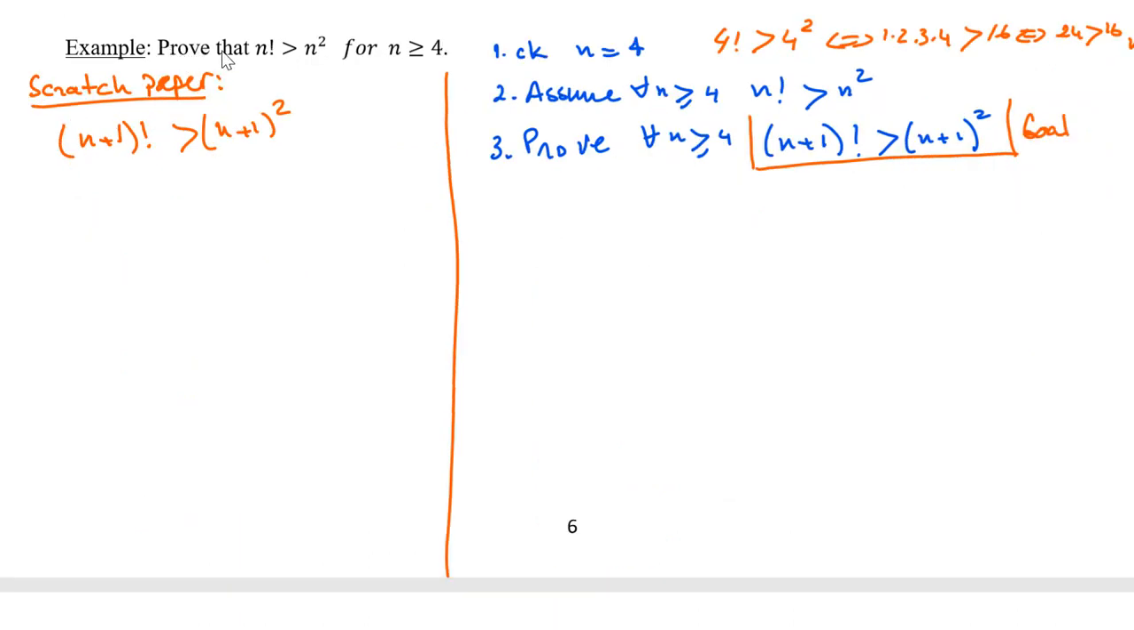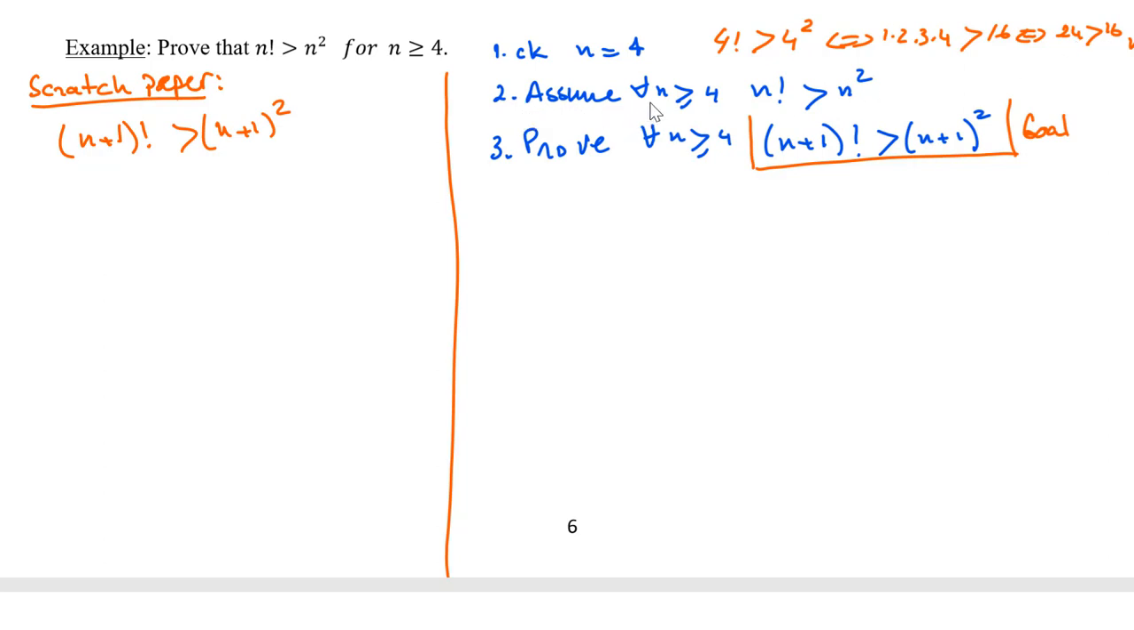Let's see this example here. We need to prove that n factorial is greater than n squared for all n greater than or equal to 4. So the first thing you do is you check if it is true for n equal 4. Is 4 factorial greater than 4 squared? 4 factorial is 1 times 2 times 3 times 4, and 4 squared is 16. This is equivalent to stating that 24 is greater than 16, so we're good.